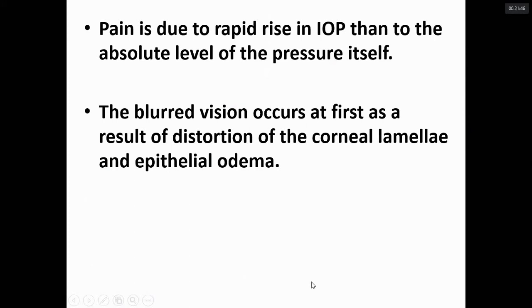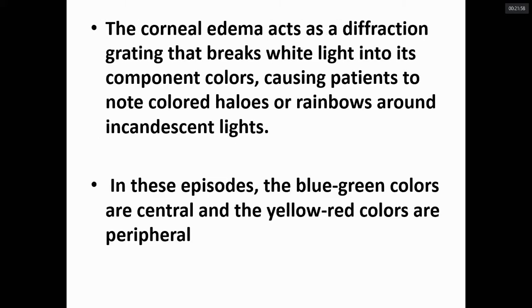Pain is due to the rapid rise in IOP rather than the absolute level of the pressure itself, and the blurred vision occurs at first as a result of distortion of the corneal lamellae and epithelial edema. Corneal edema acts as a diffraction grating that breaks white light into its component colors, causing the patient to note color halos or rainbows around the light. In these episodes, the blue-green colors are centered and the yellow-red colors are at the periphery.